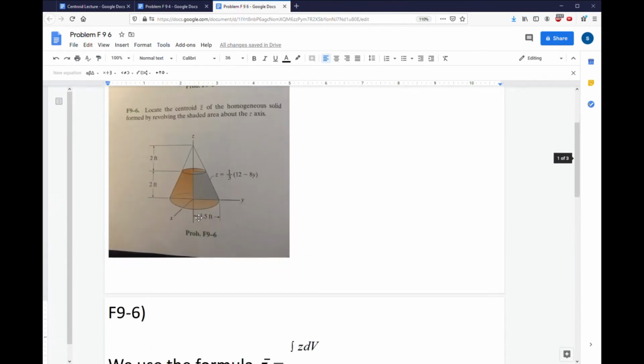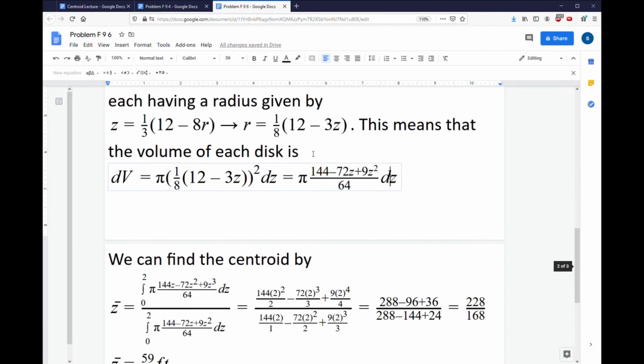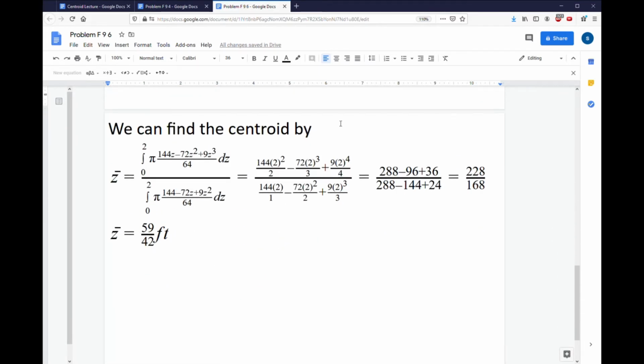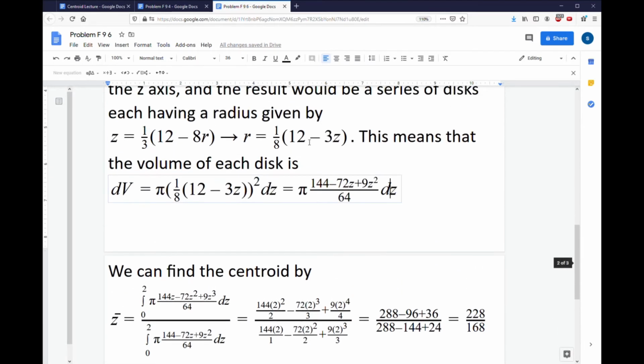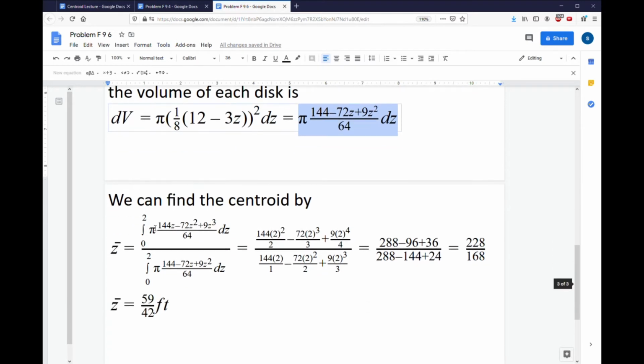Our bounds are from 0 to 2 feet. It should be from 0 to 2 feet, but because this formula is playing a bit fast and loose with units, we are going to as well. Just assume that all of these have the proper units. Basically assume that this is 12 feet. If this is 12 feet, then this works. But anyway, you take this formula for dv and plug it into the numerator.